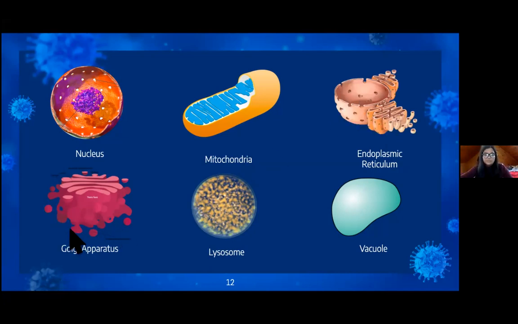This is the Golgi apparatus, which organizes and ships cellular products, so these two will work hand in hand. And this is a lysosome, which contains digestive enzymes, which will help break down waste materials. And this is a vacuole, which is used for storage of water and etc.